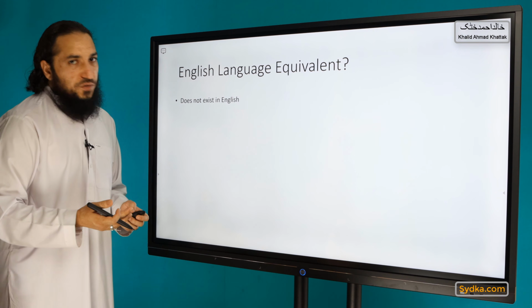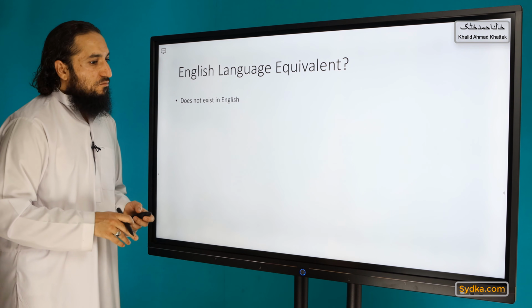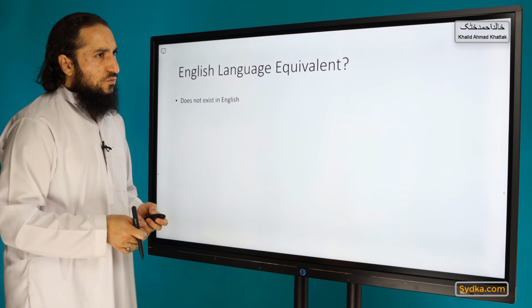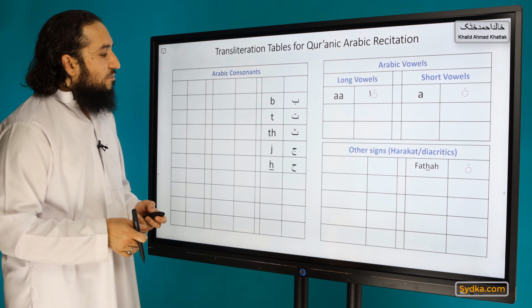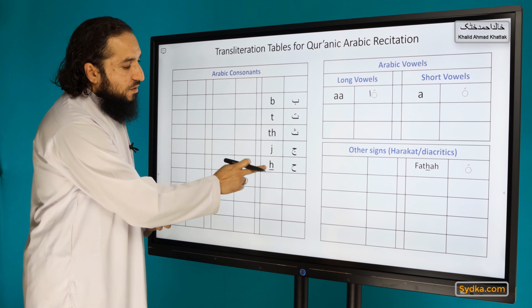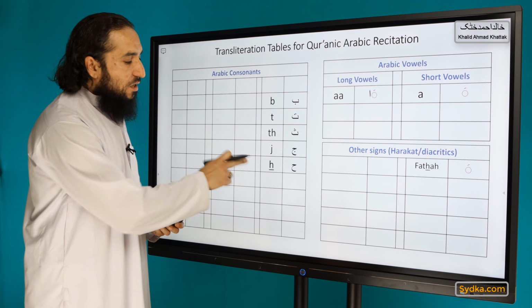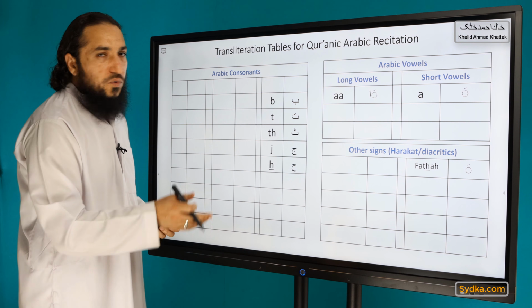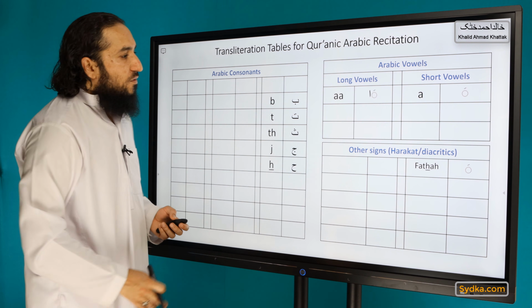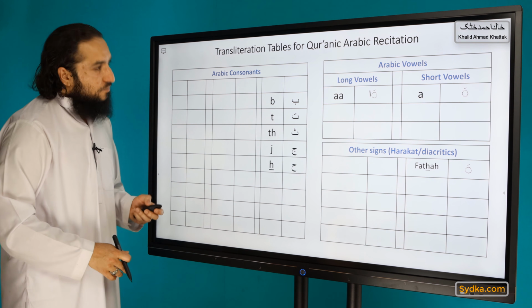It doesn't have an English equivalent at all, so we can't use any sound from English. But for transliteration purposes, I have used H underscore, because I'll be using H only for another letter. So I'm using H underscore for transliteration purposes.